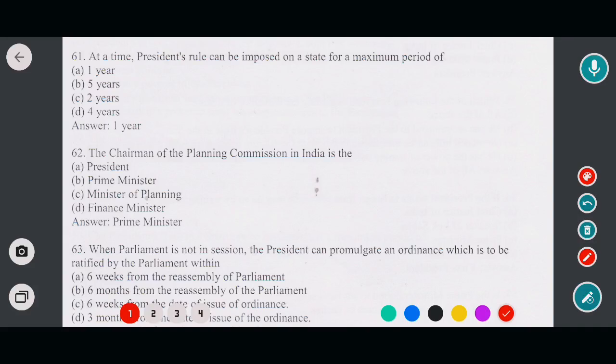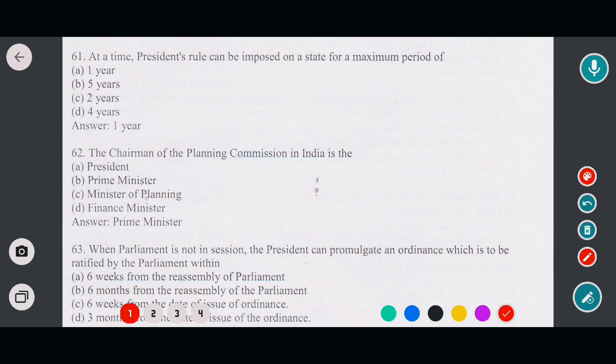Hello everyone. Today we will discuss a few most important MCQs on our Indian Constitution. Those who are preparing for the All India Bar Examination this year, this video lecture will be very helpful to you all. So without any further delay, let's start today's session.